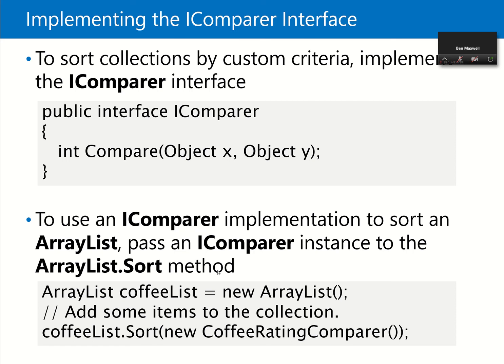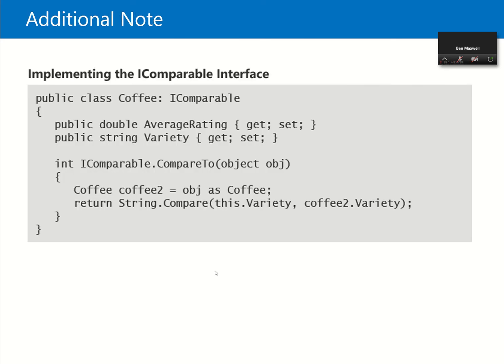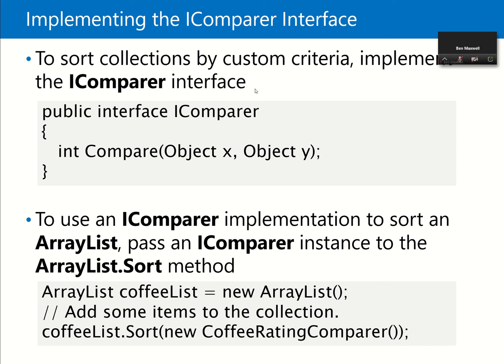Now iComparer. Unlike iComparable, which just compares whether the first value is equal to the second value, and returns 0 if it is equal, and either -1 or 1 if it is not equal, iComparer is similar, but it is for sorting purposes.